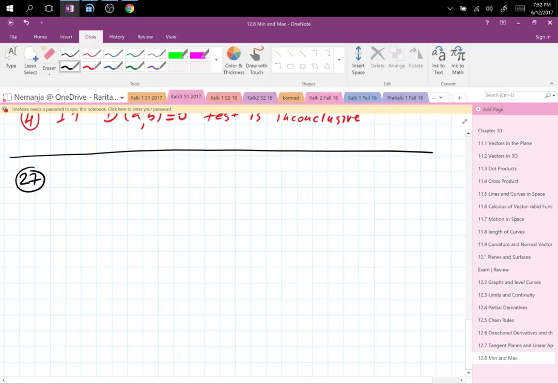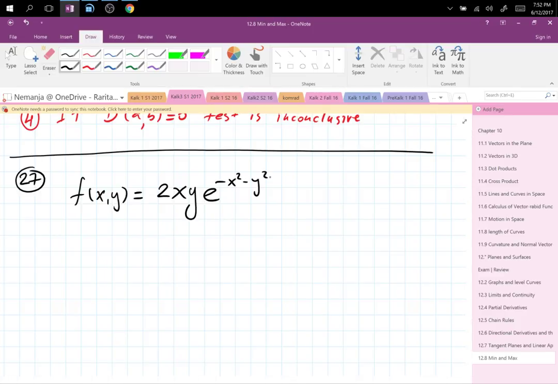Yeah, we have this problem which Alex picked as the first problem. Good, nothing to worry about. It's just 2xy e to the negative x squared minus y squared. It's not a problem. Alex chose it, he likes it. What's the problem? Analyze critical points, min and max.